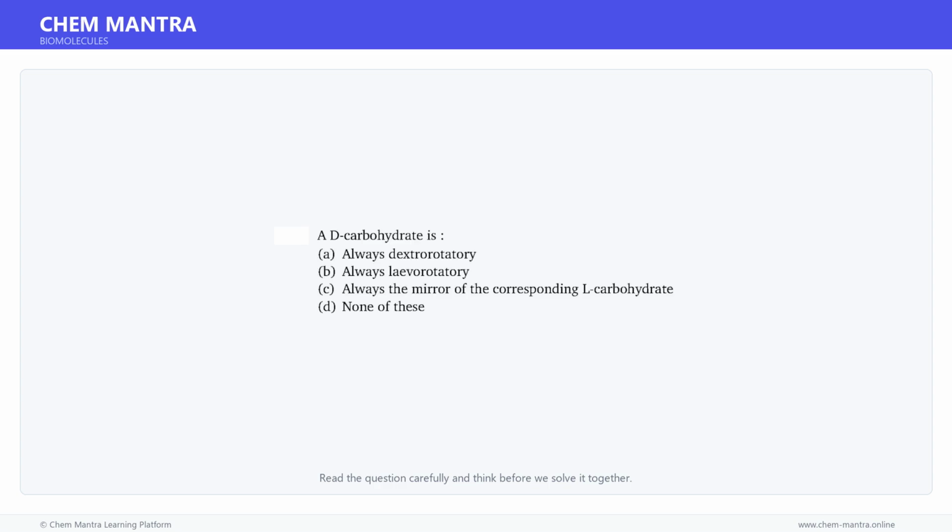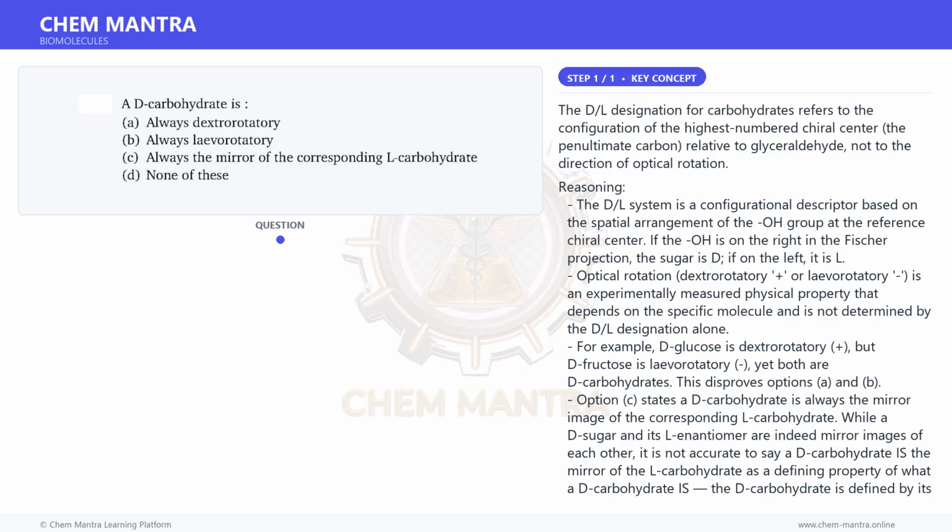Here is a question. Read it carefully and think about the answer. Let us solve it step by step. Let us first understand the key concept here. The DL designation for carbohydrates refers to the configuration of the highest numbered chiral center, the penultimate carbon, relative to glyceraldehyde, not to the direction of optical rotation.